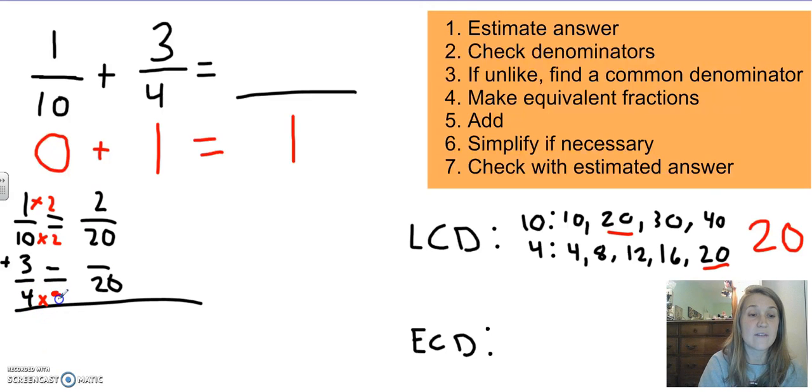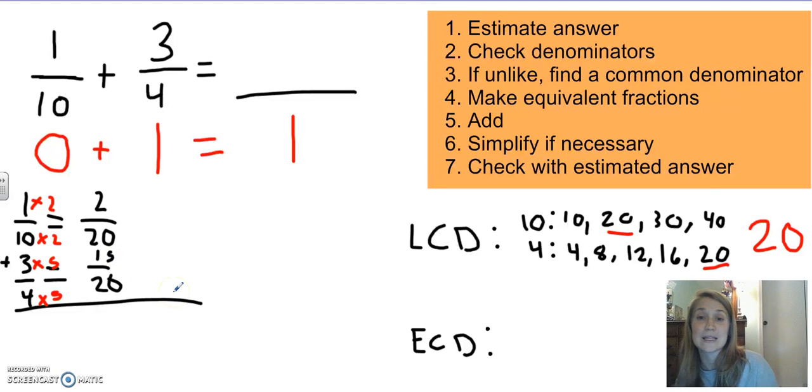Do the same thing on the bottom. 4 times 5 equals 20. What I do to the bottom, I do to the top. 3 times 5 equals 15. So my second equivalent fraction is 15 20ths. Now I have common denominators, so I can go to step number 5, which is to add.